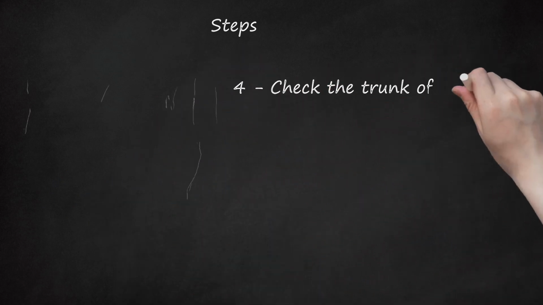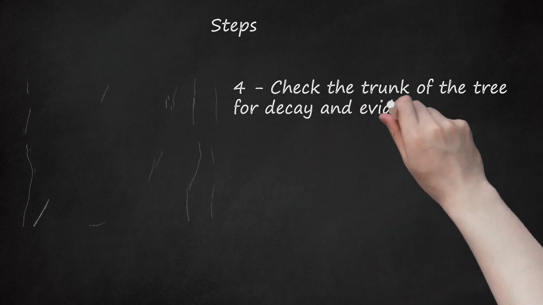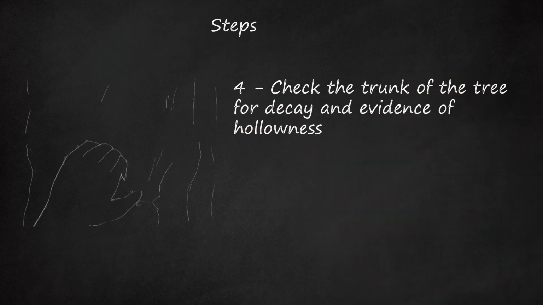4. Check the trunk of the tree for decay and evidence of hollowness. A decayed or hollow trunk is unpredictable. You might not be able to fell it in the direction you intend because a decayed tree can collapse at any point.